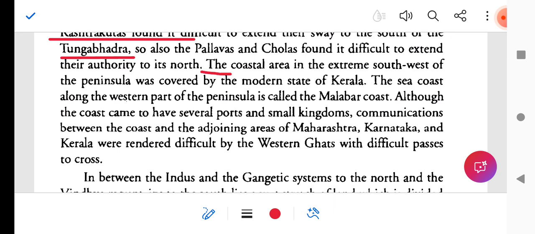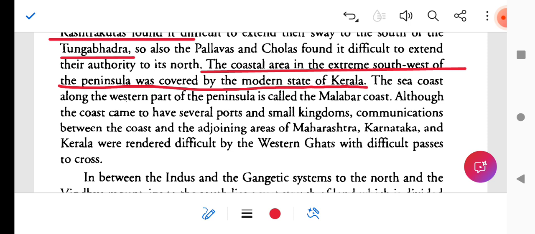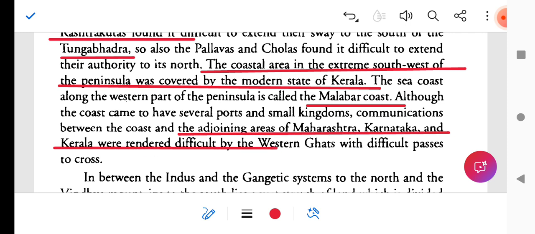The coastal area in the extreme southwest of the peninsula was covered by the modern state of Kerala. The sea coast along the western part of the peninsula is called the Malabar coast. Although the coast came to have several ports and small kingdoms, communications between the coast and the adjoining areas of Maharashtra, Karnataka and Kerala were rendered difficult by the Western Ghats with difficult passes to cross.